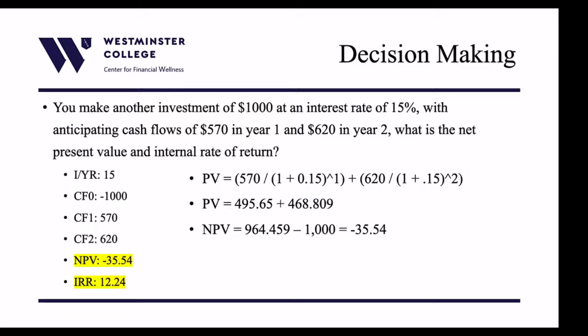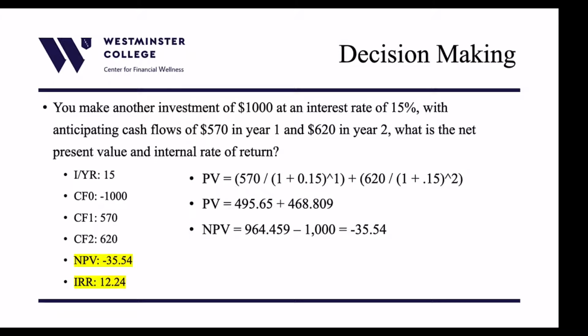I'm going to input 15 for the I/YR, negative 1,000 for cash flow 0, because that's what we're investing, that's what we're losing today. Next year, we're going to receive 570, so I'm going to put that as a positive for the next one, and another positive 620 for the next one.